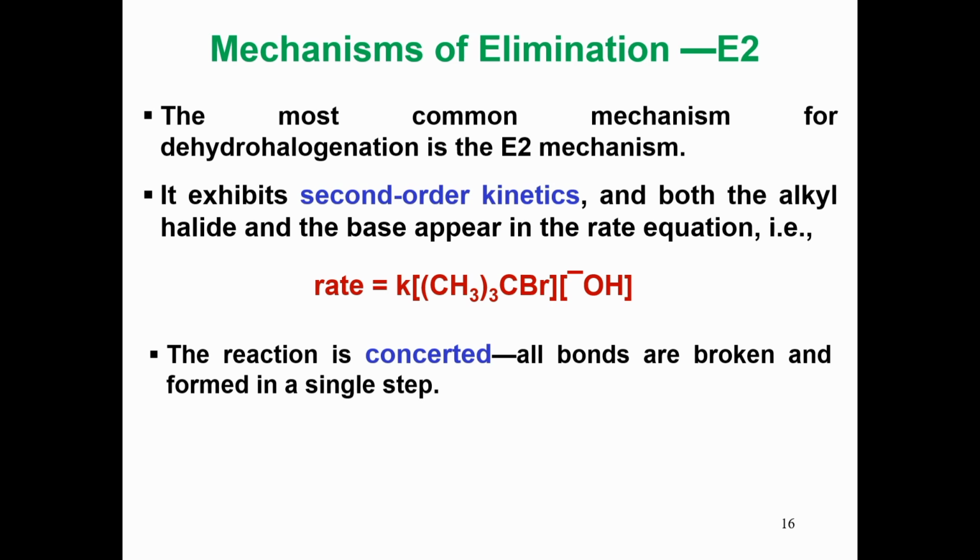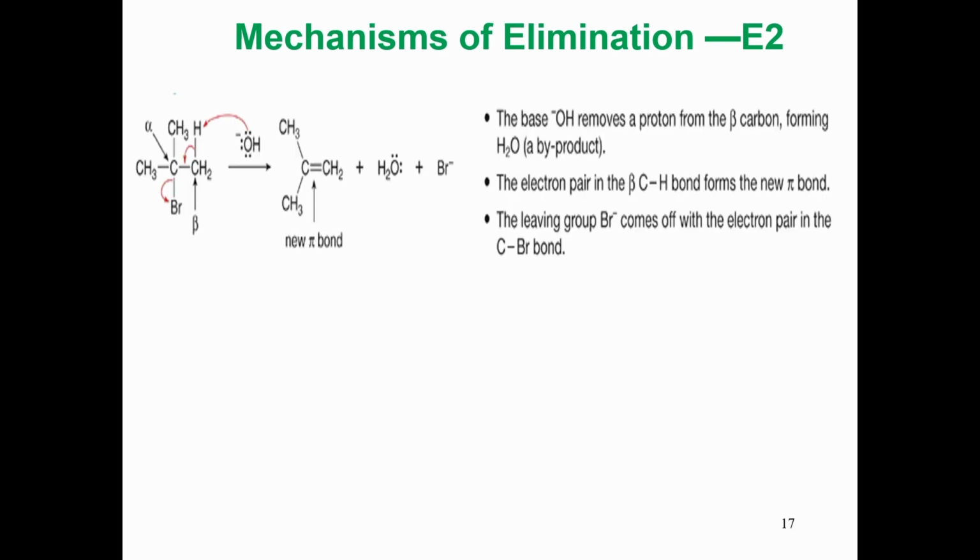Starting with the E2 mechanism. This E2 mechanism has second order kinetics, meaning that the alkyl halide and the base are responsible for the rate of the reaction. This reaction is concerted, meaning that as the old bond is being broken, the new one is being formed at the same time. That's why the reaction is called concerted. In the mechanism of the E2 reaction, as the base takes this beta hydrogen, the bromine, which is a good leaving group, will leave and a new bond is formed immediately. This happens at the same time.